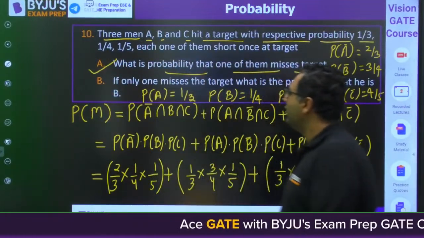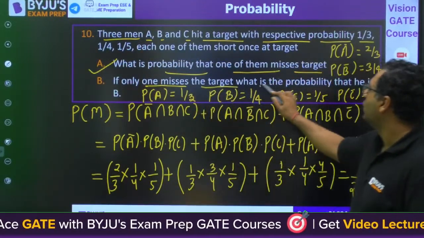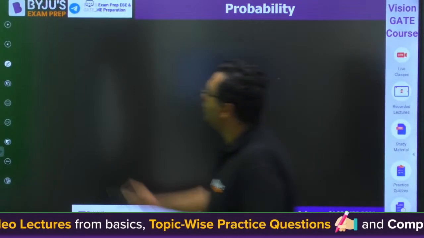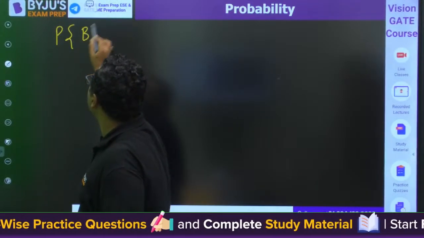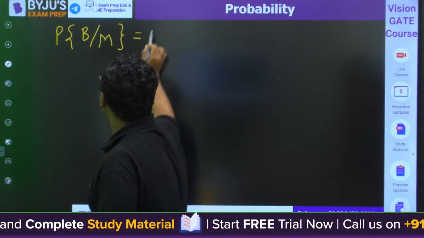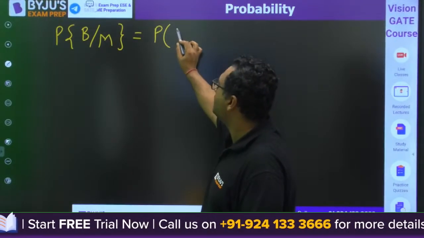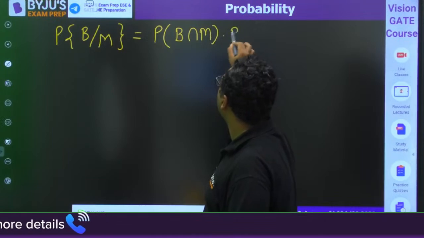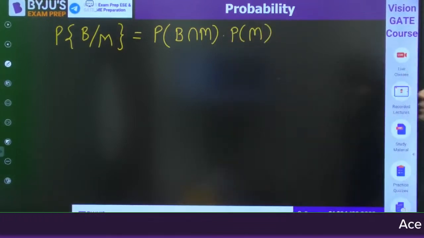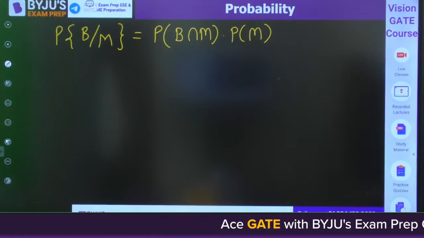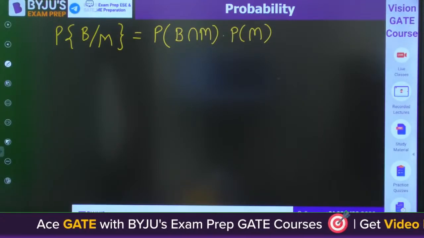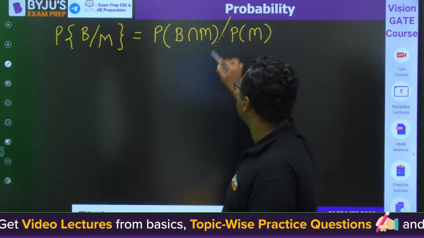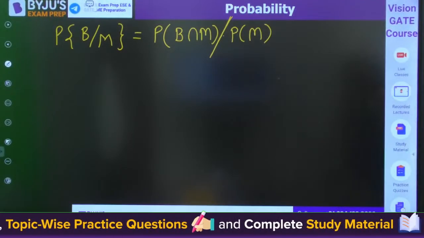First is over. If only one misses the target, what is the probability that he is B? Probability of B given M. It will be probability of what? Is it correct? Divide it. Obviously divide it. Okay. Solve it.